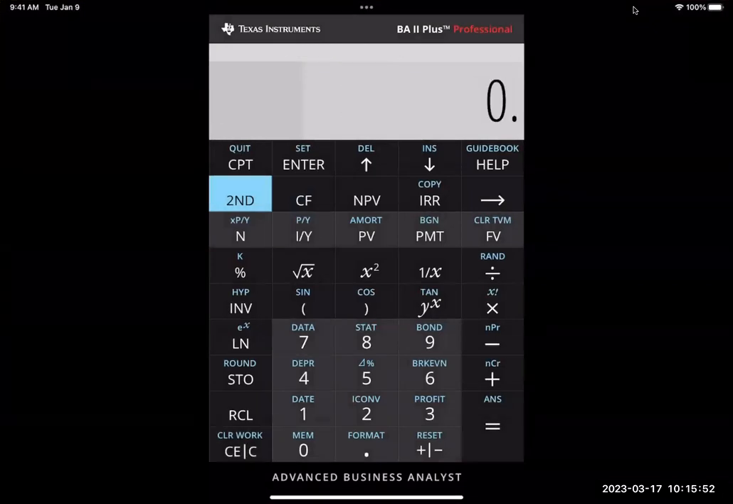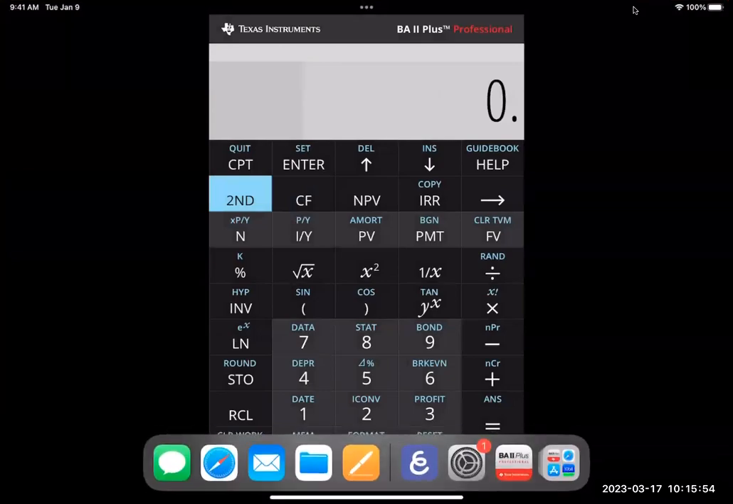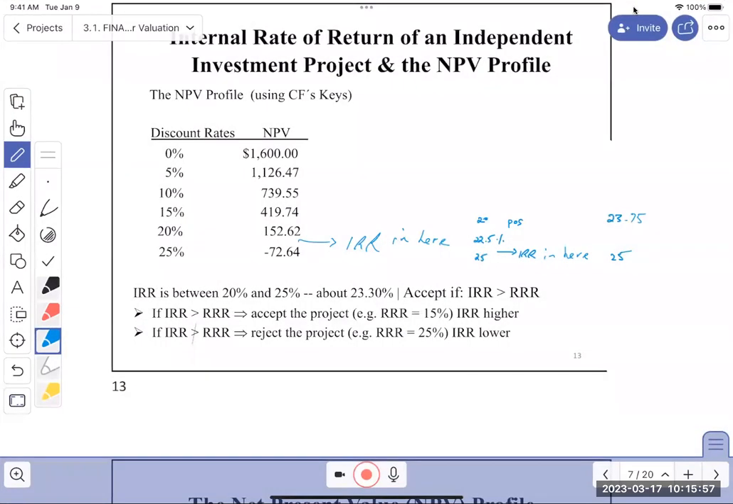Negative 19.76. But it's positive, right? So it's positive still? No, it's negative. Oh, it's negative. Tell me the number. Negative 19.76. Okay, so that means that we went between 22.5, and that's in dollars. So that means that it crosses in here. Because it switched to negative, it means the IRR is in here.